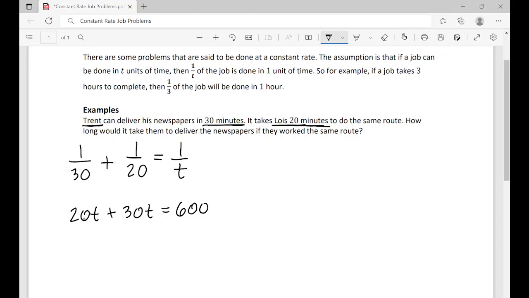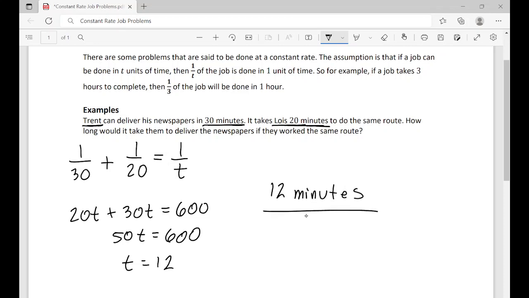And now I can just solve for t. 20 plus 30 is 50t equals 600. And then divide by 50. t is going to equal 12. Now 12 what? Since t is time, and the only time talked about in here is in the unit measurement of minutes, we could say that t equaling 12 just means it'll take 12 minutes. 12 minutes for them to deliver the same route if they work together.